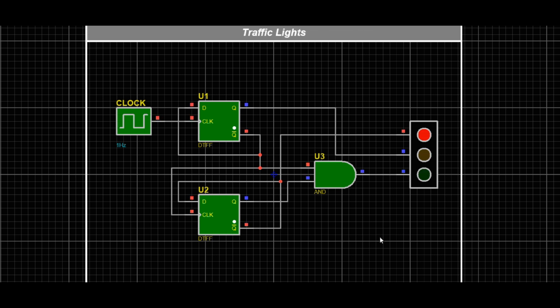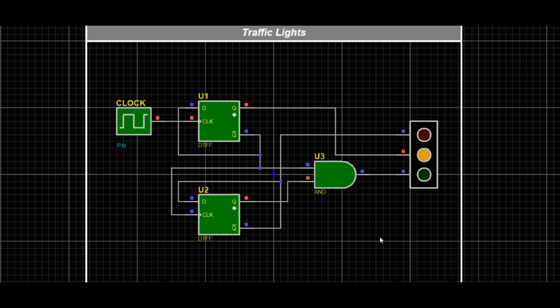The first flip-flop's Q output is connected to the yellow light. The second flip-flop's Q output is connected to the red light. The AND gate receives 2 signals, Q from the second flip-flop and Q from the first flip-flop. The output of this AND gate is used to turn on the green light.